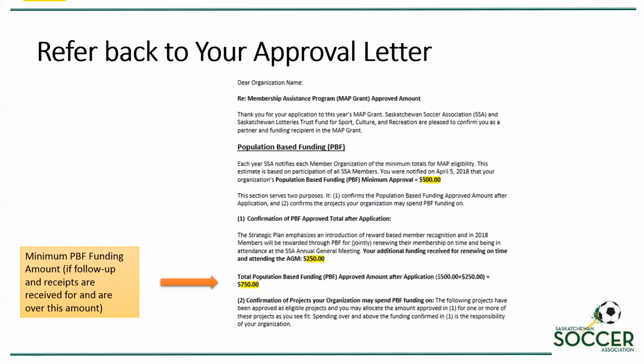It is also important to refer back to your approval letter when completing your follow-up. On this example letter, $750 is the minimum population-based funding amount that this organization is eligible to receive. We say minimum amount as when organizations do not follow up or do not expend the entire minimum approval amount, this is where funding is reallocated, and therefore this amount may increase.